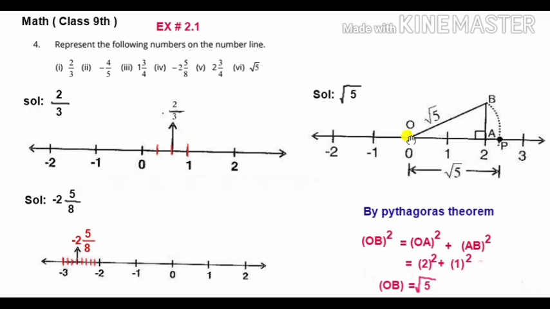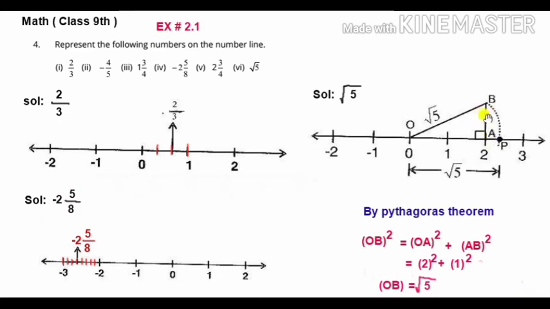Radii of the same circle, we know that all radii of the same circle are equal to each other. The length of radius OB, we also say this is hypotenuse OB, is equal to the length of OP. So square root of 5 lies at point P.